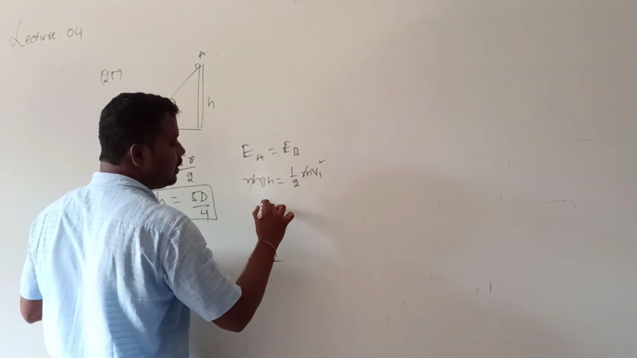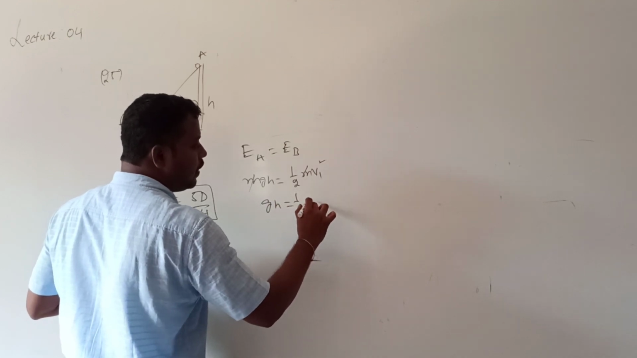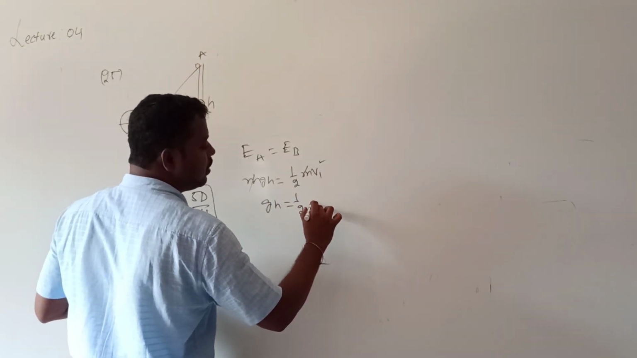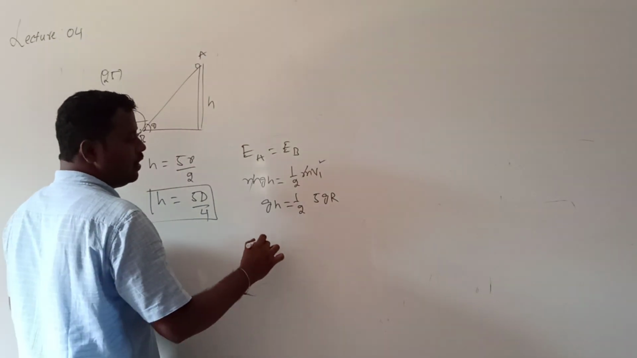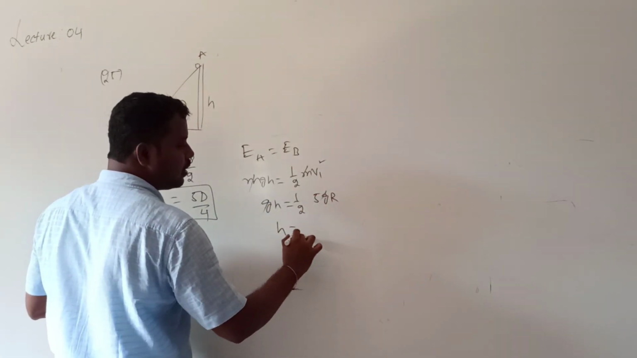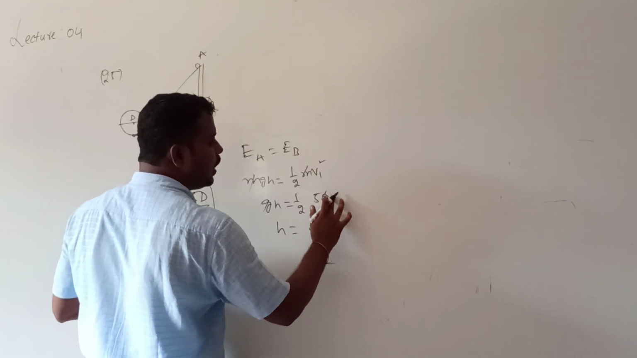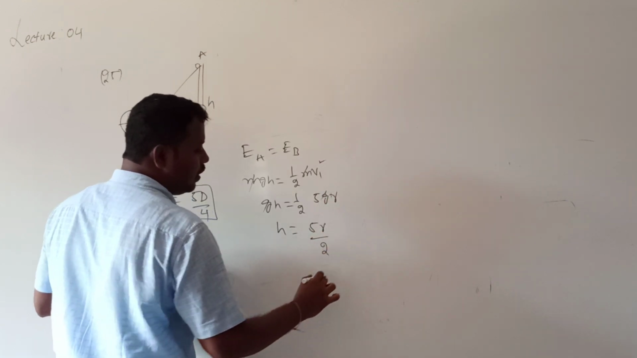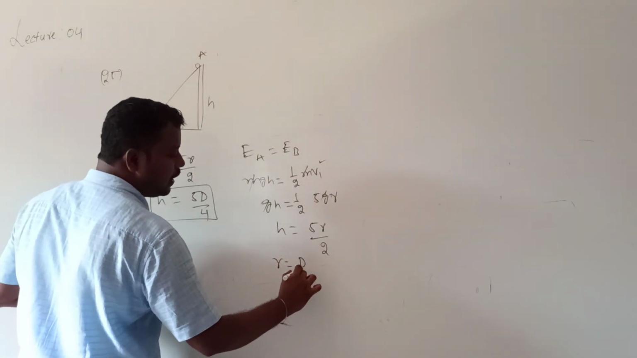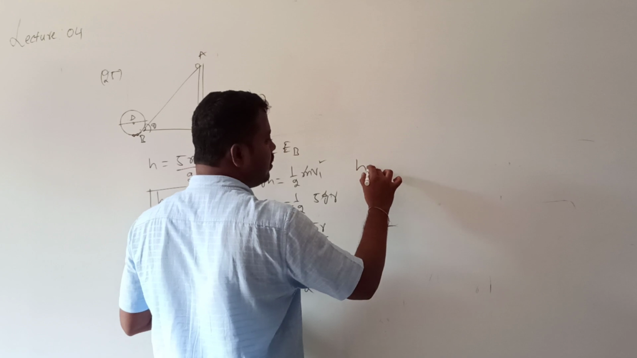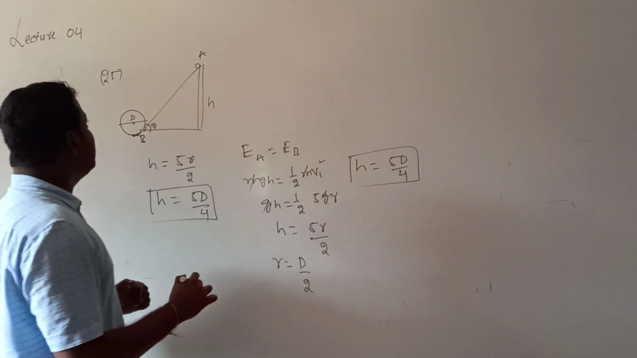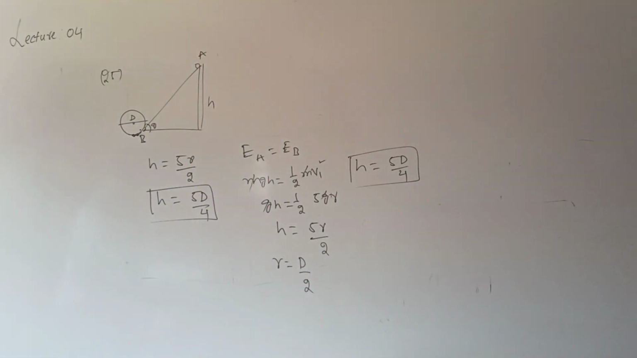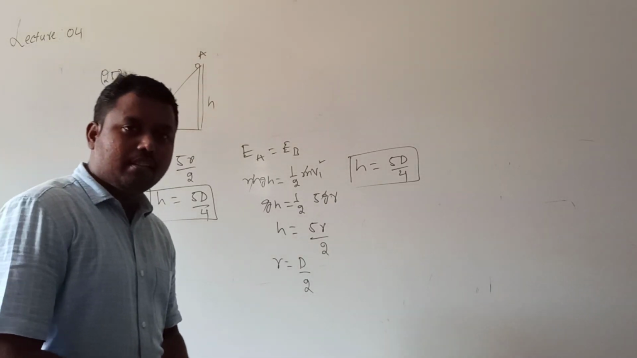Then m cancels. G into h is equal to 1 by 2 into v1 square, and to execute the vertical circular motion, the formula is v1 square equals 5 g r. Then what do I get? G cancels. H value is equal to 5 into r by 2. But r is equal to d by 2. In terms of diameter we want the answer. Then what will I get? H is equal to 5 into d by 4. Understood now? So this is question number 25. This is about the level 2 questions. In the next class, we will continue with level 3 questions. Thank you.